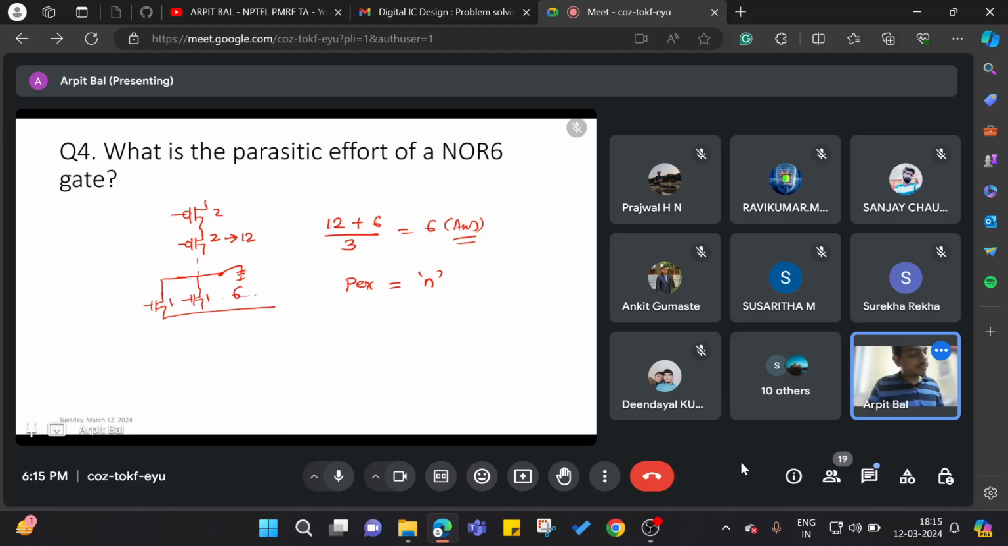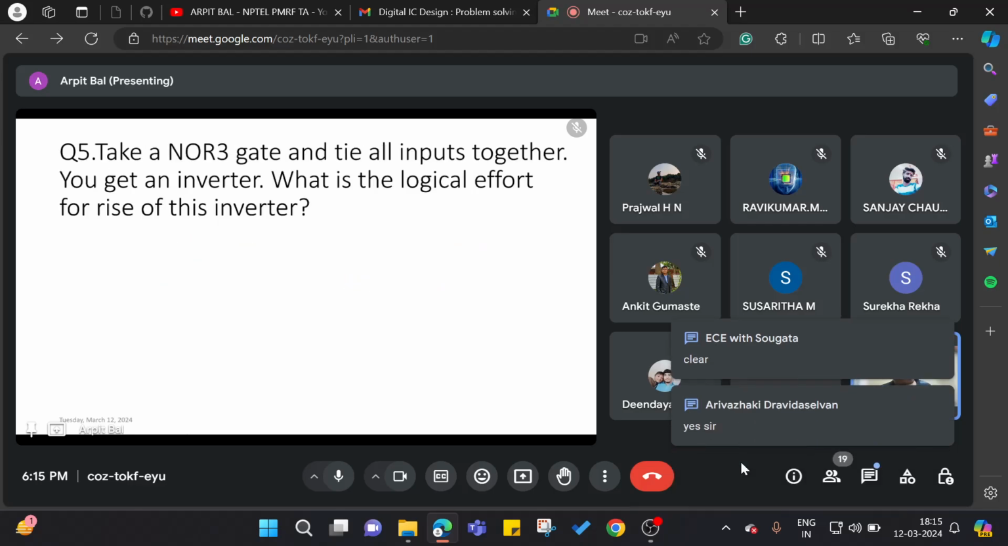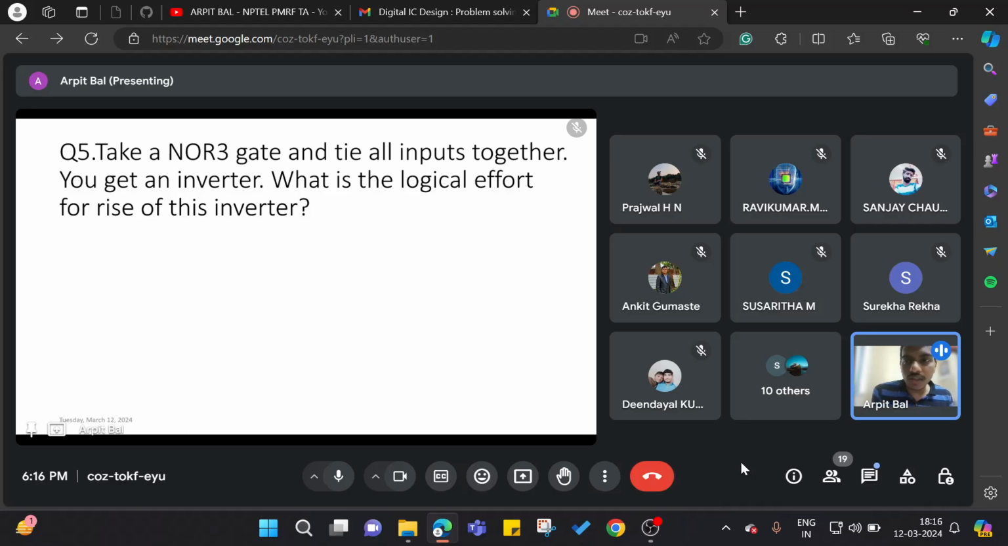Okay, so is everyone clear till this part? Questions 1, 2, 3, 4 were pretty straightforward questions. Is everyone clear with this? Okay, moving on to question 5. Take a NOR 3 gate and tie all inputs together. We will go step by step. We'll first draw the NOR 3 gate.